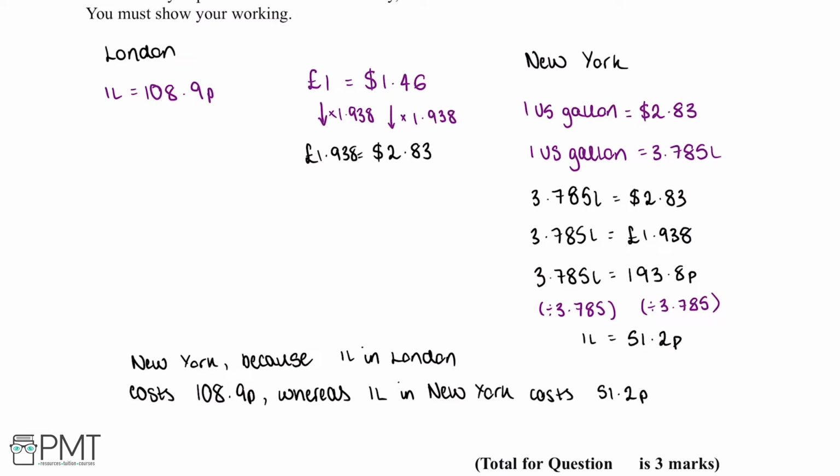Now this question's worth 3 marks. We'll get our first mark for working out the price of 3.785 litres in pounds. Our second mark for working out the price of 1 litre of petrol in New York, so that we can compare the prices of London and New York. And our third mark for stating that it will be cheaper in New York, along with the correct evidence.